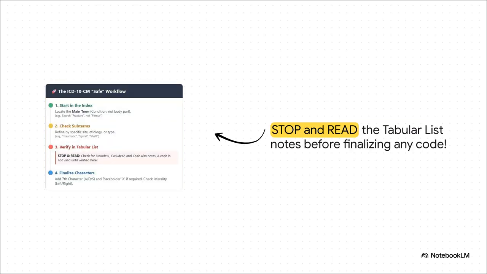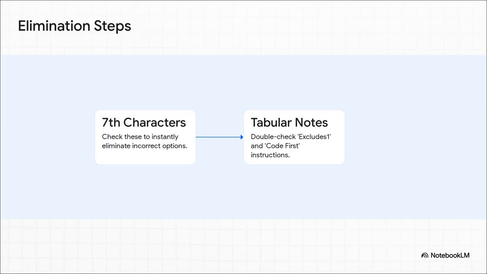Next up, I want to introduce you to the master rule for the ICD-10-CM. Let's talk about the safe workflow. The absolute golden rule of coding is that you must stop and read the tabular list notes before finalizing any code. I mean it. The index only points you in the right direction. The tabular list confirms if your code is actually valid and tells you exactly what sequencing rules apply.